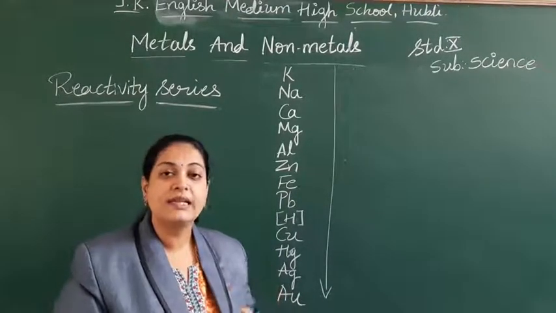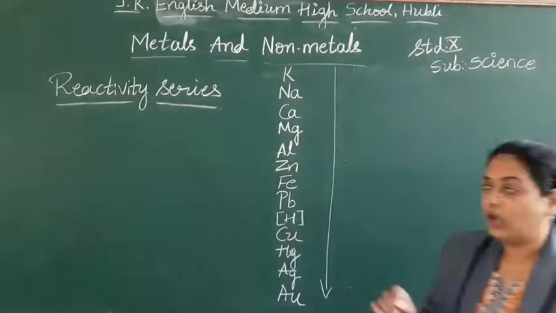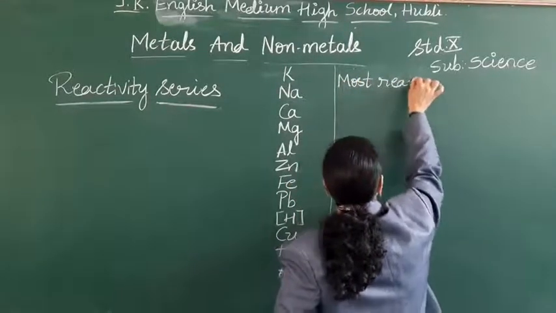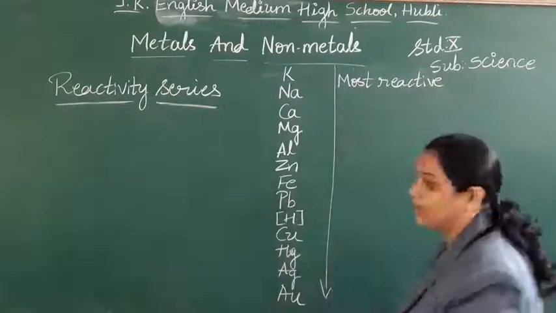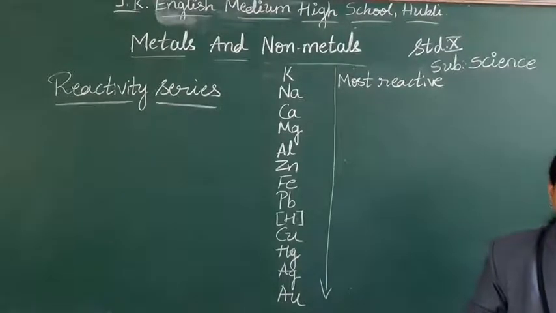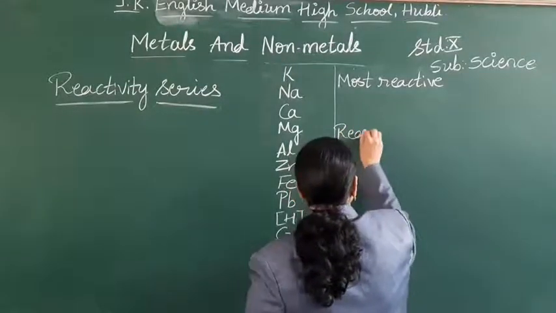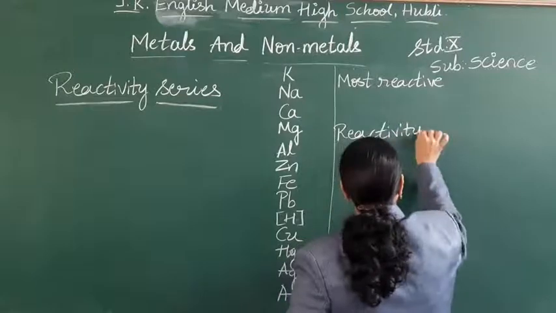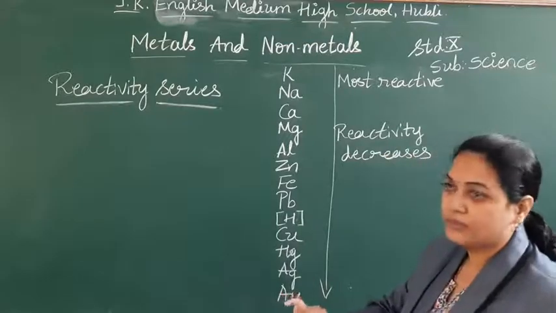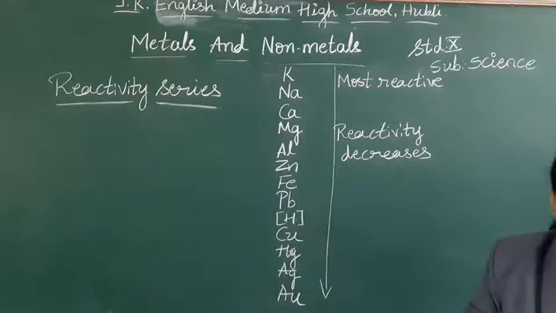As you go down the reactivity series, right from the potassium, sodium, as you are coming down, the reactivity of the metals decreases. So what can I write in the top, students? The sodium, potassium are all most reactive. These are most reactive elements. As you are coming down, the reactivity of the metals decreases, right? And one thing you have to remember, students, reactivity decreases compared with these ones. That we have to keep in mind, okay?